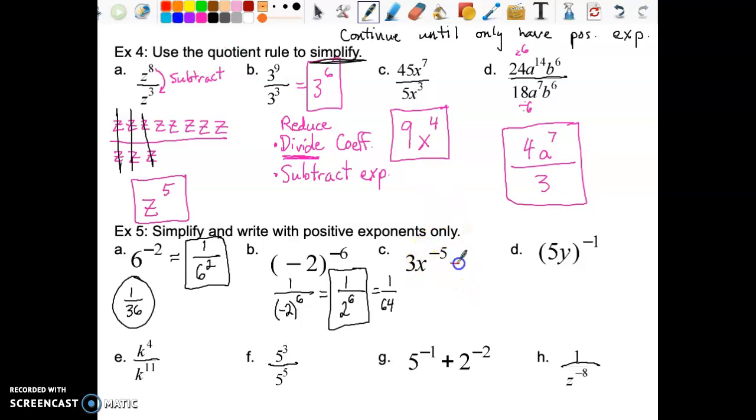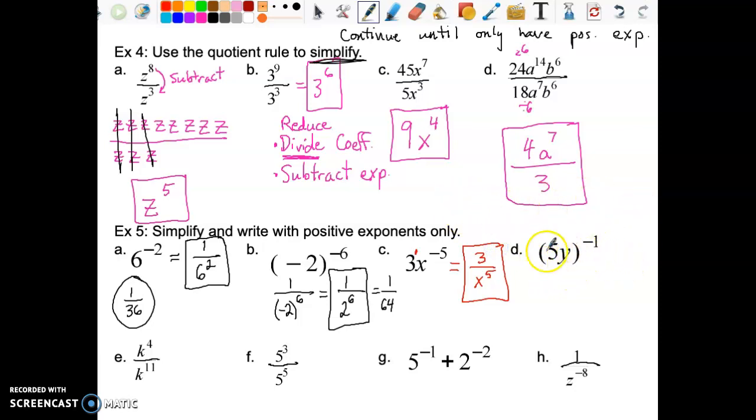Remember the order of operations. You do the parentheses first. Because there's no parentheses, you do the exponent next. So only x to the negative 5th gets moved into the denominator. Because the 3 did not have a negative exponent, it's like 3 to the 1st, that stays in the numerator. It's very easy to do. It's also very easy to mess up.